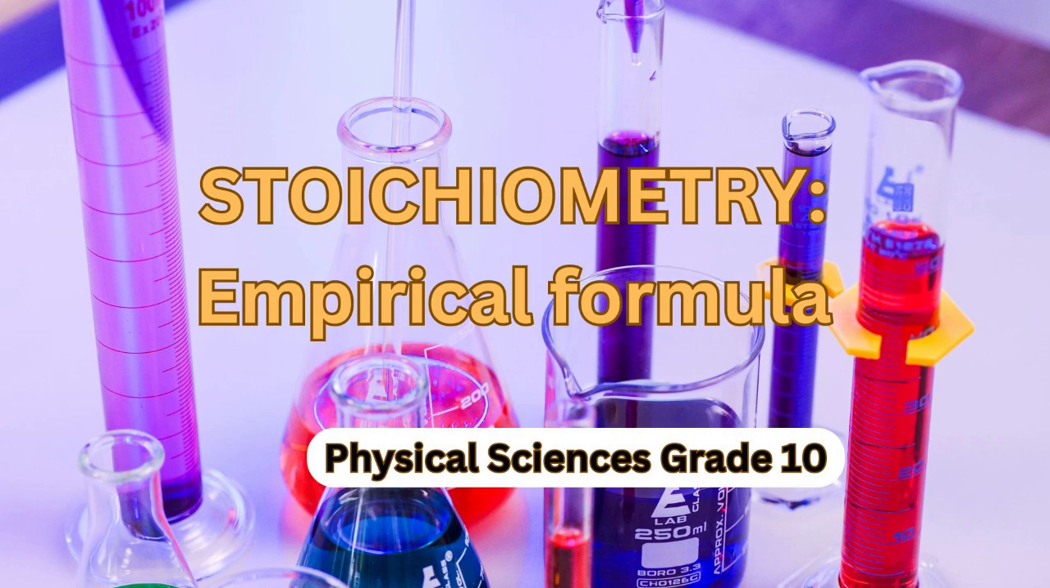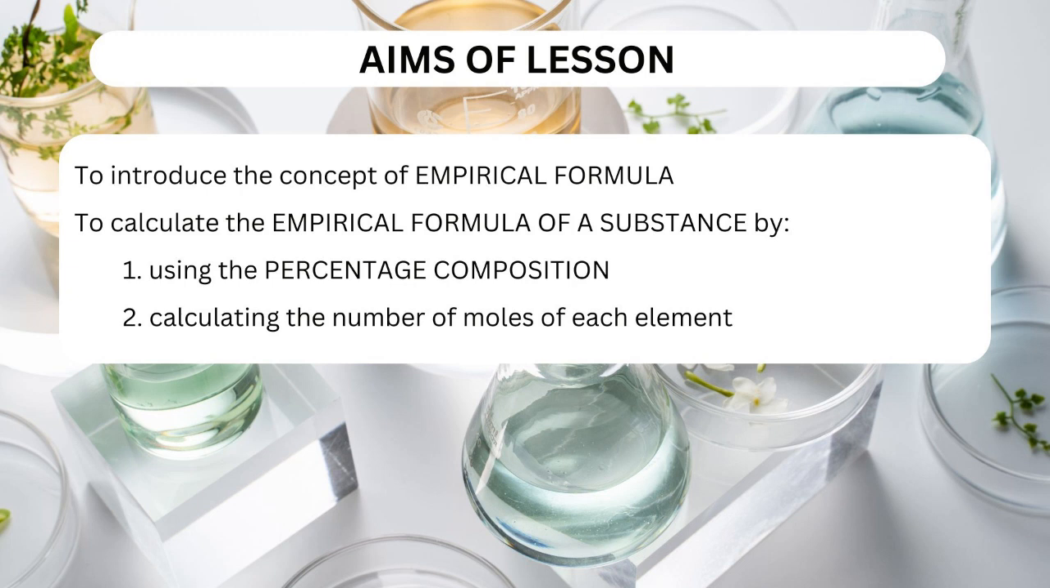Topic: Stoichiometry, empirical formula. Aims of lesson: to introduce the concept of empirical formula, and to calculate the empirical formula of a substance by: 1. Using the percentage composition. 2. Calculating the number of moles of each element.